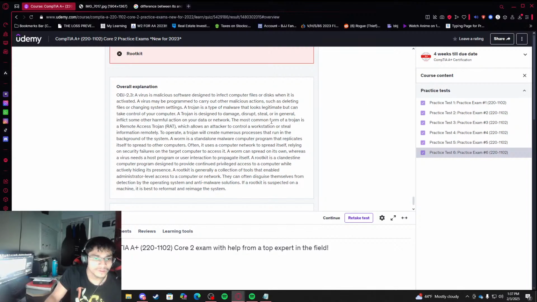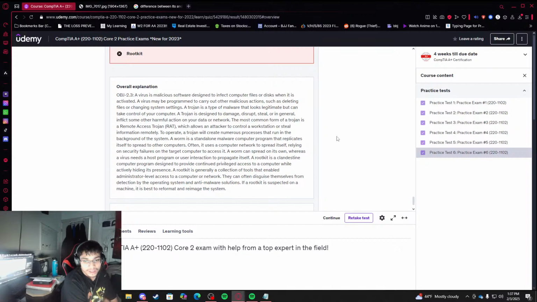The most common form of Trojan is remote access Trojan (RAT), which allows an attacker to control a workstation or steal information remotely. To operate, a Trojan will create numerous processes that will run in the background of the system. A worm is a standalone malware computer program that replicates itself to spread to other computers. Often it uses a computer network to spread itself, relying on other security failures on target computers to access it. A worm can spread on its own, whereas a virus needs to host a program or user interaction to propagate itself.